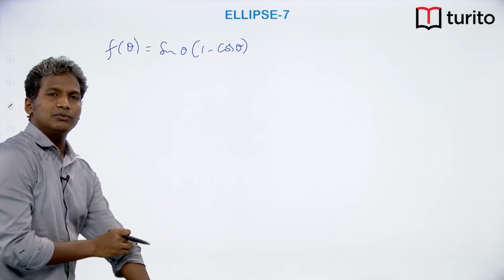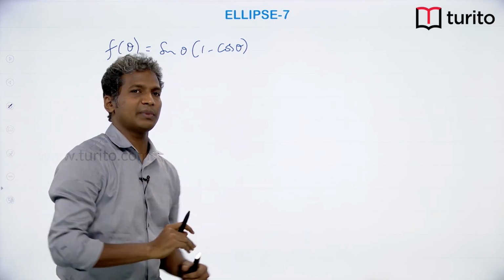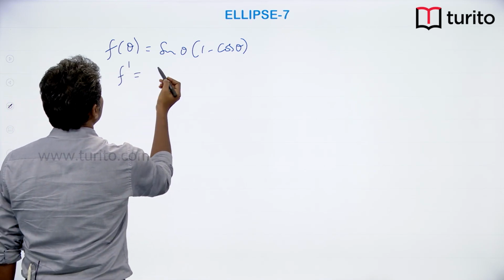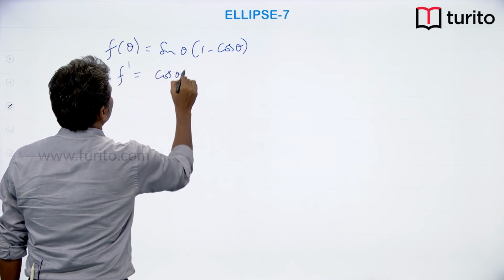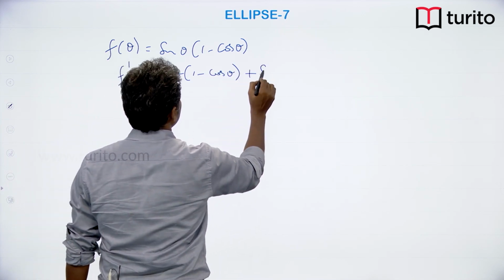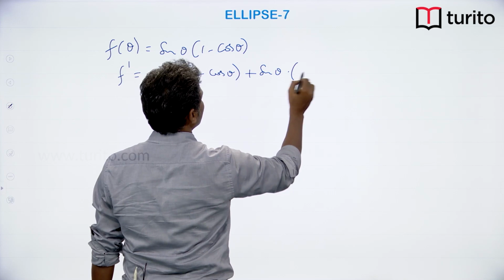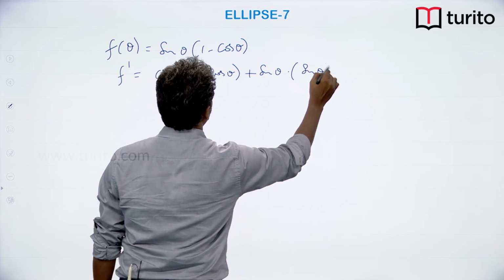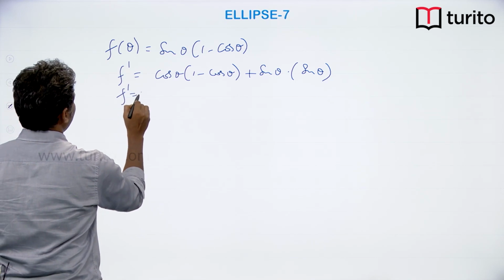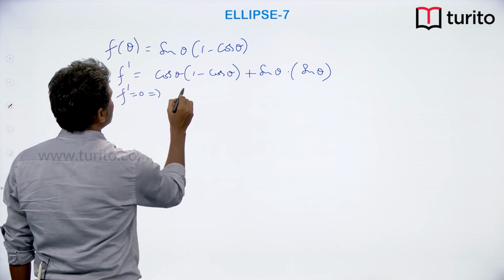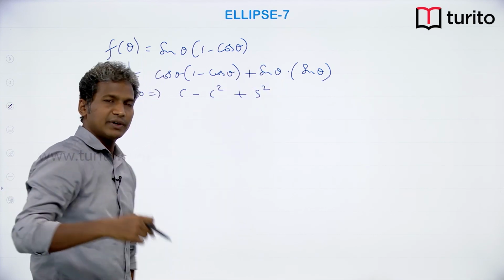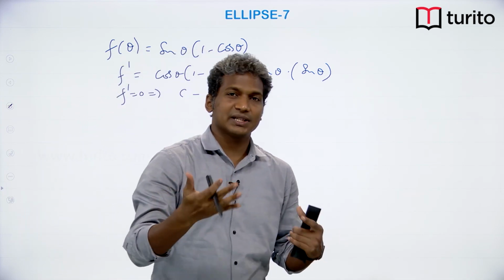Okay. And now, let us follow the same process of maxima minima. So, differentiate this, that will give us cos theta into 1 minus cos theta plus leave the sin theta and differentiate 1 minus cos theta, that will give us sin theta. And we want to equate derivative to 0. So, f dash equal to 0 will give us c minus c square plus s square. C for cos theta, S for sin theta.